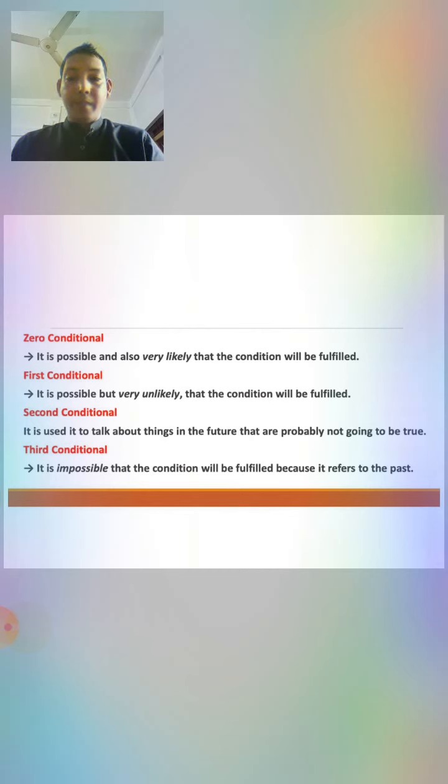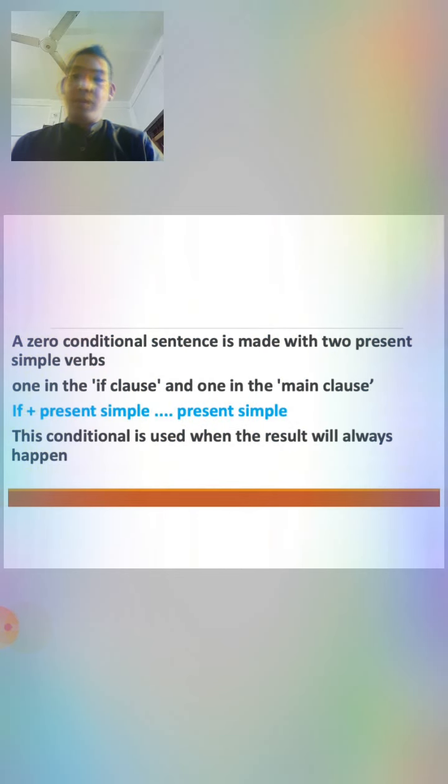Now we can see the four types of conditional sentences. First, zero conditional. It is possible and also very likely that the condition will be fulfilled. And the second one, the first conditional. It is possible but very unlikely that the condition will be fulfilled. And the third one is the second conditional. It is used to talk about things in the future that are probably not going to be true. And the fourth one, it is impossible that the condition will be fulfilled because it refers to the past. So we also see the definition of all the types of conditionals. Now let's go forward.